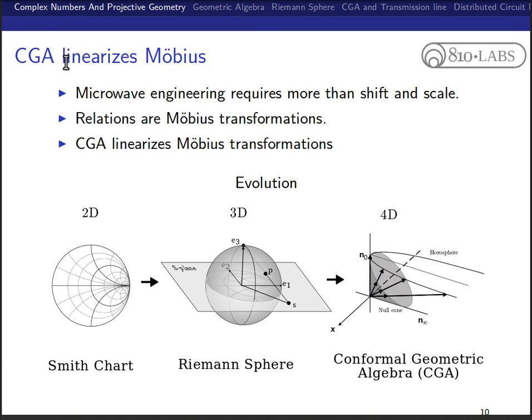Okay, so just like we are going to use complex numbers to linearize phase shifting, we're going to use conformal geometric algebra to linearize Möbius transformations. Okay, why are we going to do this? Because microwave engineering requires more operations than just shift and scale. Most of the relationships are Möbius transformations, and CGA will linearize these. So that's the argument, and that's the line of thinking, and here's the same graphic illustrating our evolution that we're going to go through in detail.